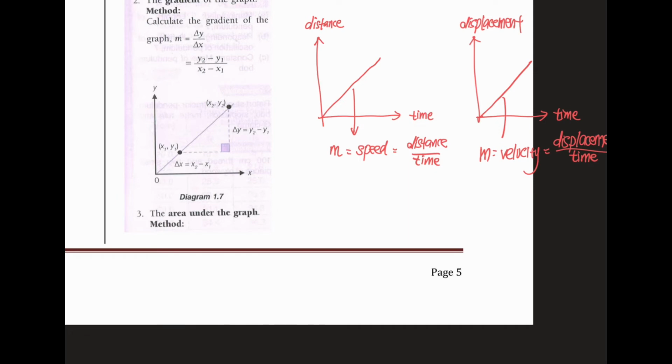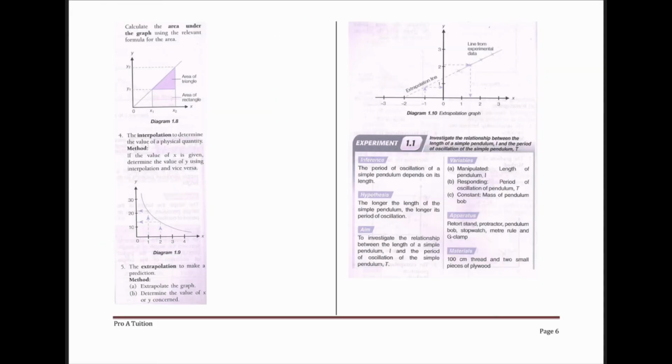Let's see the next page first. On this page, they say calculate the area under the graph using the relevant formula for the area. So you can see here, if you want to find this area, you can count the area of triangle, then add up with the area of rectangle, and then you get area under the graph. Area under the graph represents some things for some graph.